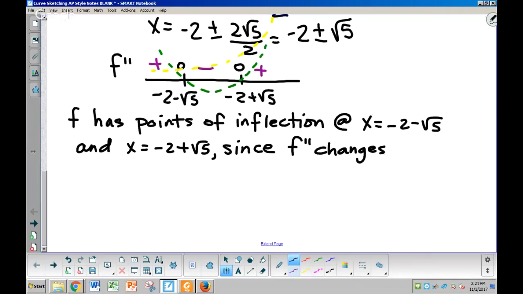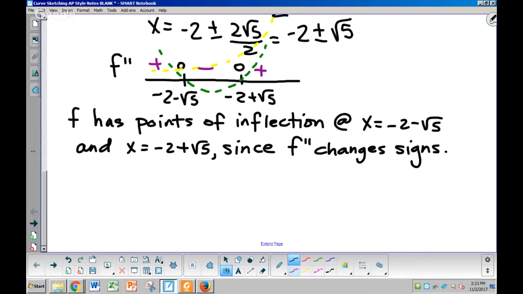Now, is it enough for the second derivative to equal 0? The reason it's not is because what happens if I had a plus, a 0 on the second derivative, and a plus to the right of that? It didn't change signs, did it? So it's still concave up. So it's not enough for the second derivative to be equal to 0. You have to have a sign change. So the points that you solve for, there can be fewer points of inflection than that. There can't be more.